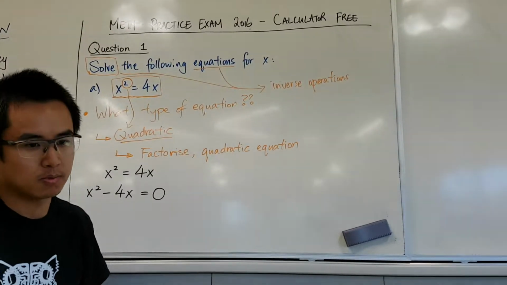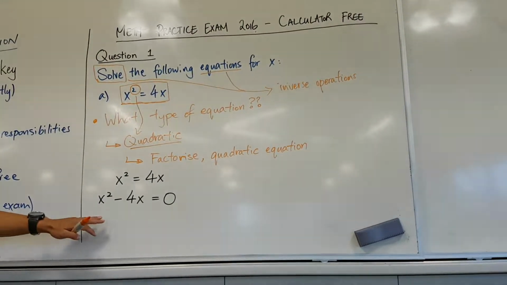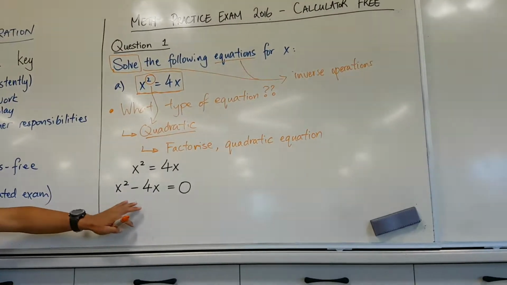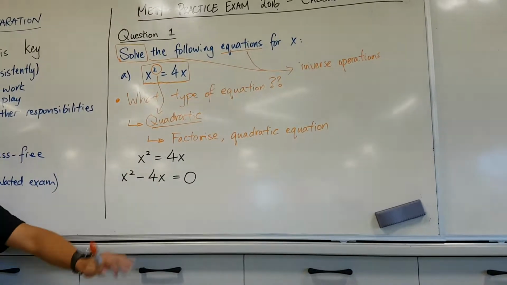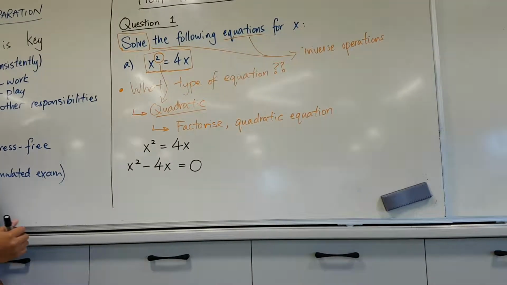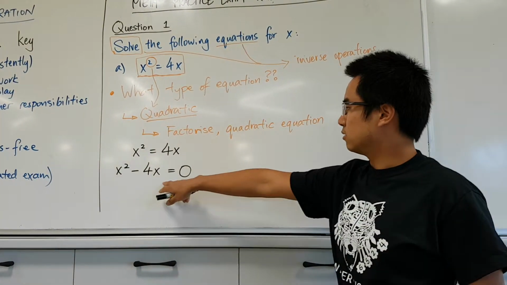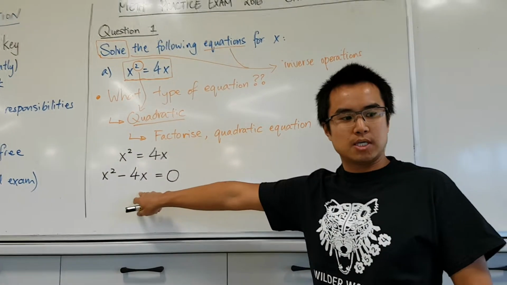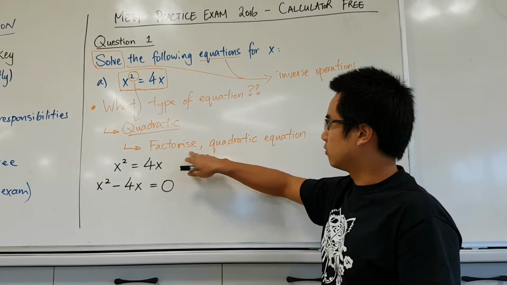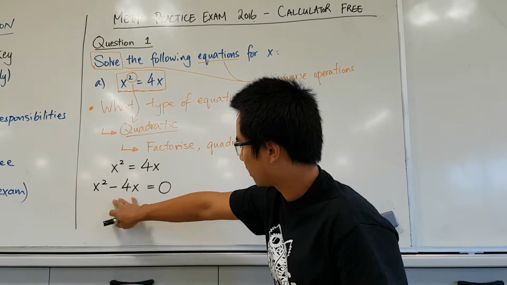How many marks is this worth? It's worth 2 marks. I haven't earned a mark yet, I think, because all I did was move 4x from one side to the other side. Now I can solve it. I could use the quadratic equation, but it'll just make things unnecessarily complicated. So I'll go with factorizing, because I know I can pull out a common factor from this.